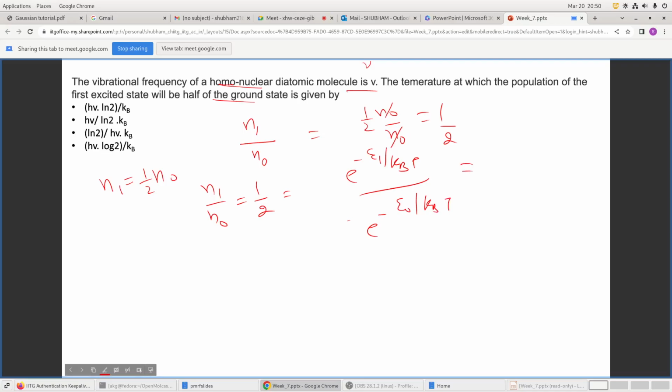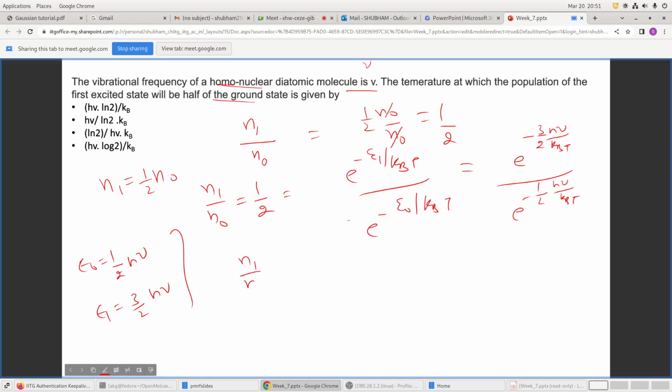Okay, so you know that E naught is equal to half h nu and E1 is equal to 3 by 2 h nu. So putting these values here, e to the power minus 3 by 2 h nu by kBT, and here it is e to the power minus half h nu by kBT. So this will become N1 by N naught is equal to e to the power minus h nu by kBT.